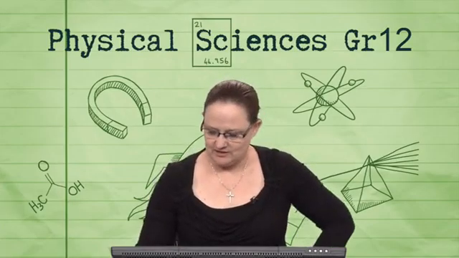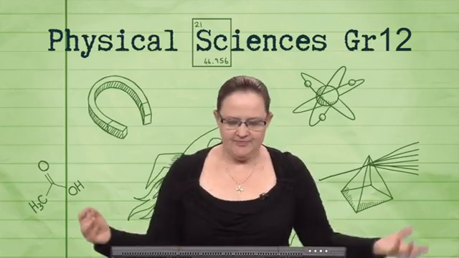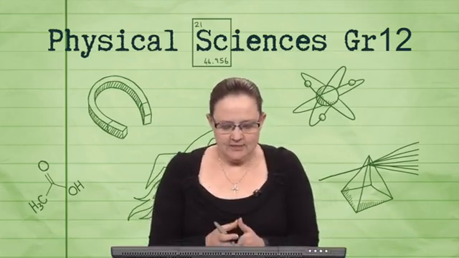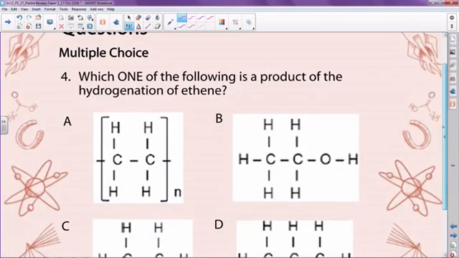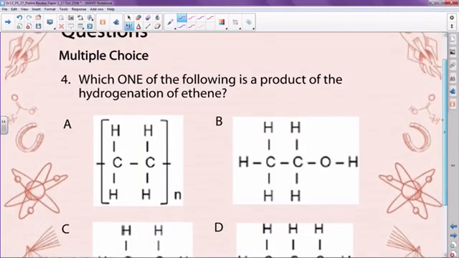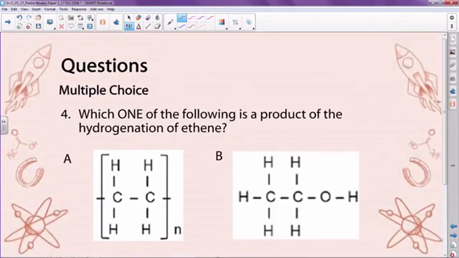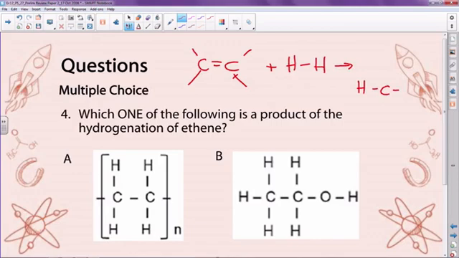Okay, so now we look at this and we go, oh, look, we've got this. The thing here is that they've put this in structural formula for us. So now they say the product of the hydrogenation of ethene. So what they're doing is they're saying we've got ethene. Okay, hydrogenation means I'm adding hydrogen to it. So that means it's going to change it into this.